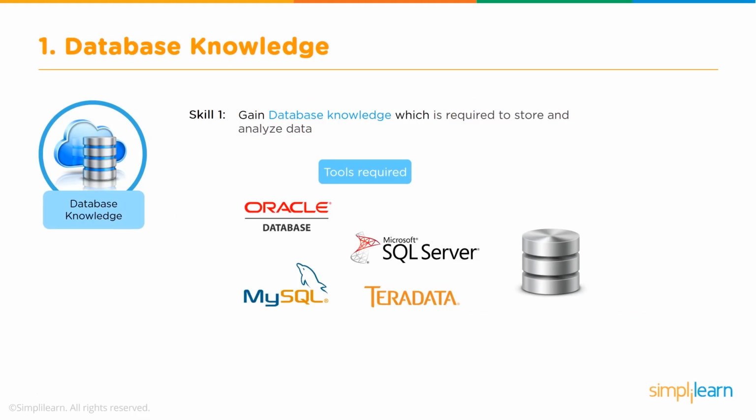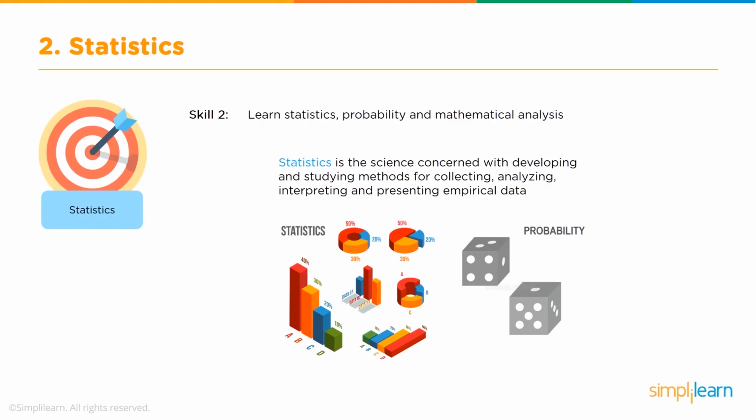Gaining database knowledge is required to store and analyze data. Oracle database, SQL Server, MySQL, and Teradata are some of the tools that are required for this. Skill number 2, statistics. Learning statistics, probability, and mathematical analysis. Statistics is a science concerned with developing and studying methods for collecting, analyzing, interpreting, and presenting empirical data.